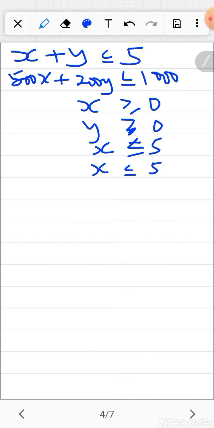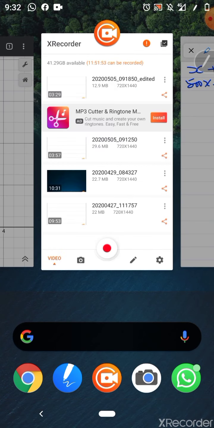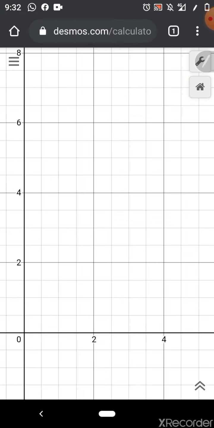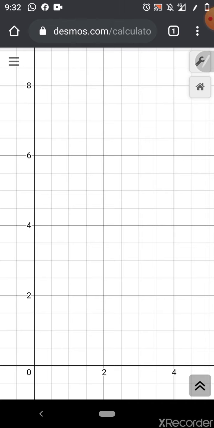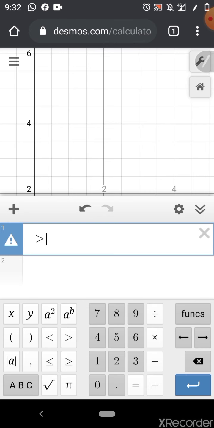So we can use Desmos to try to see what the solution to this would be. So the only thing I'll do would be go to Desmos. And when I go to Desmos, I type in my equations. First equation is x plus y is less or equal to 5.